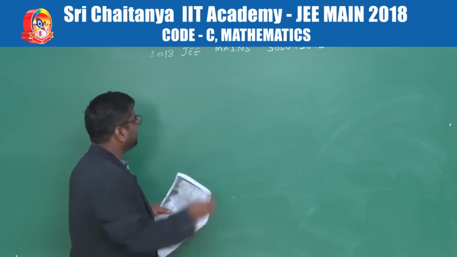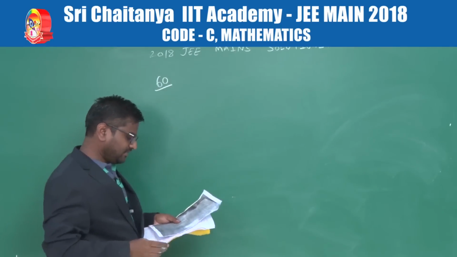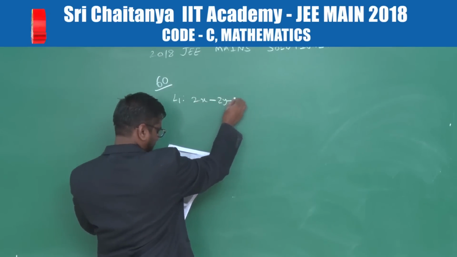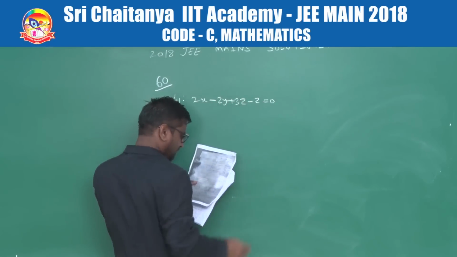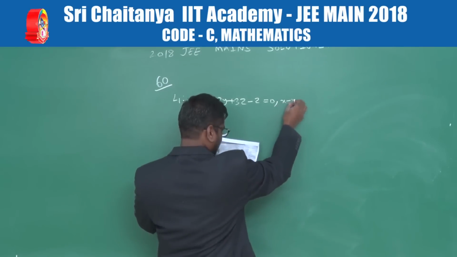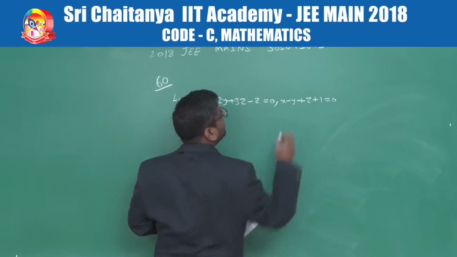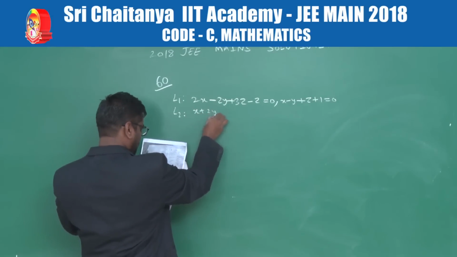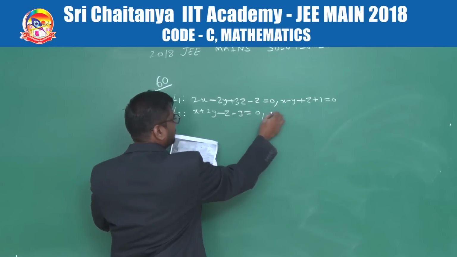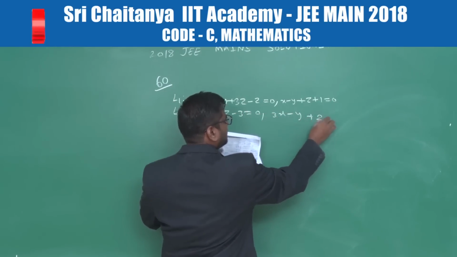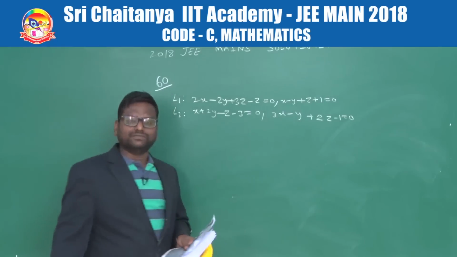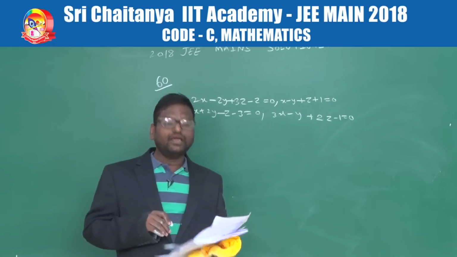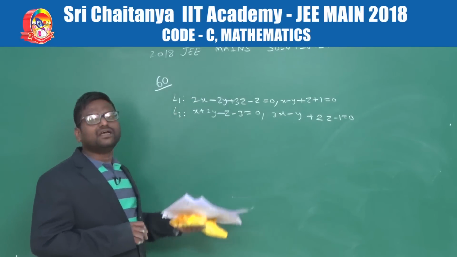Okay. Next one, question number 60. L1 is the line of intersection of 2x minus 2y plus 3z minus 2 equal to 0 and x minus y plus z plus 1 equal to 0. L2 is the line of intersection of x plus 2y minus z minus 3 equal to 0, 3x minus y plus 2z minus 1 equal to 0. What we want is the distance of origin from the plane containing both the lines L1 and L2.